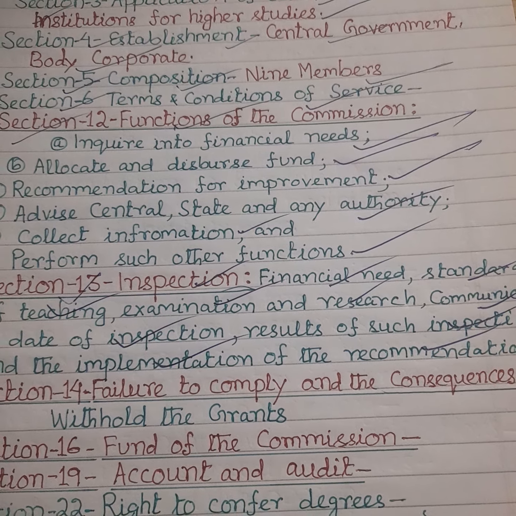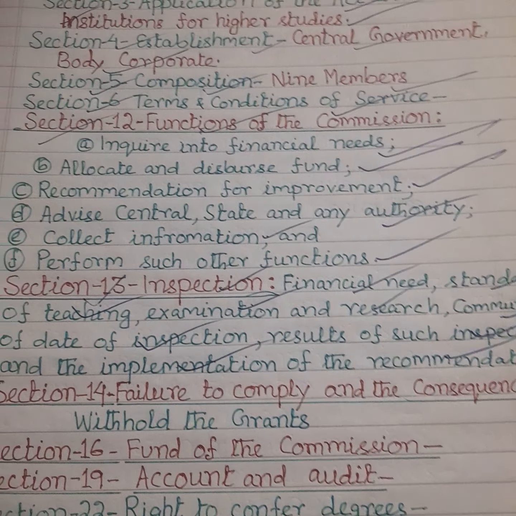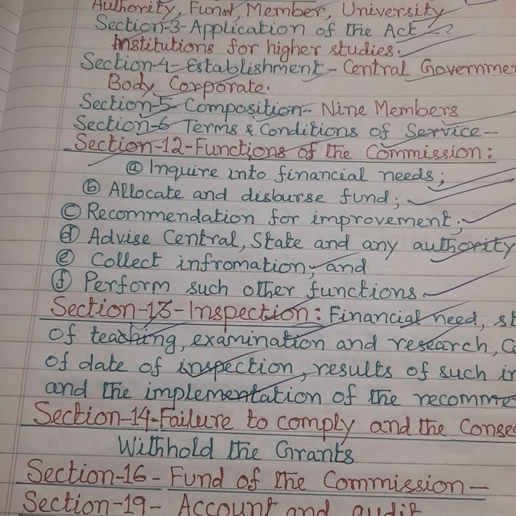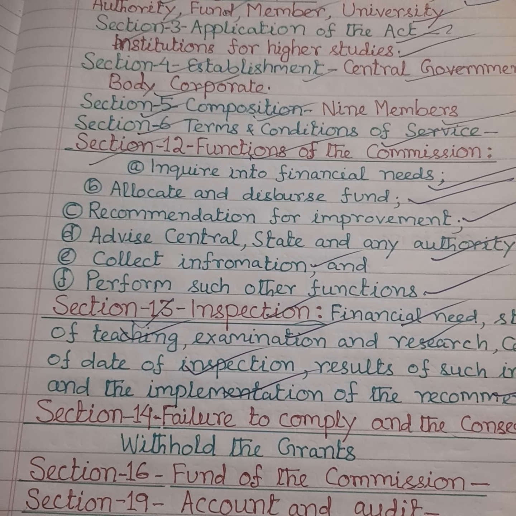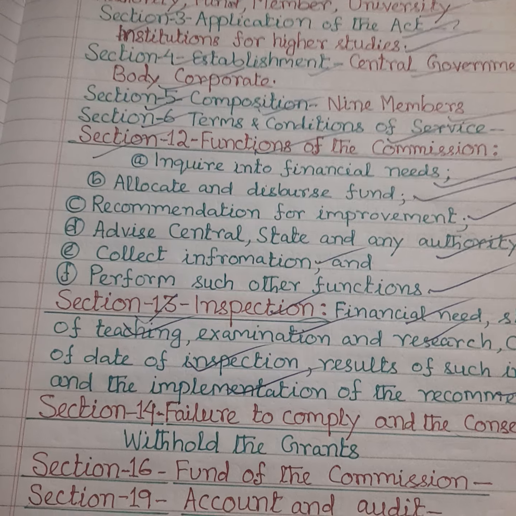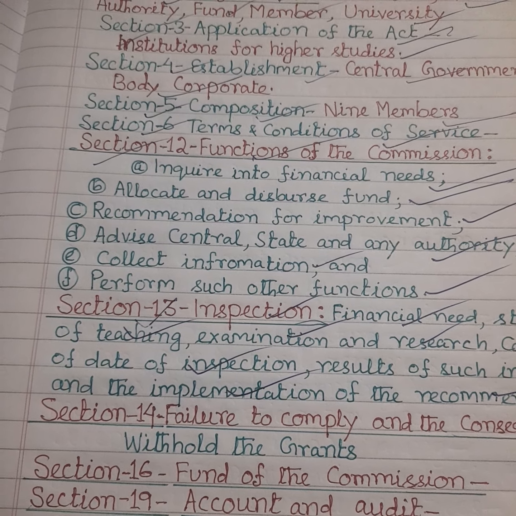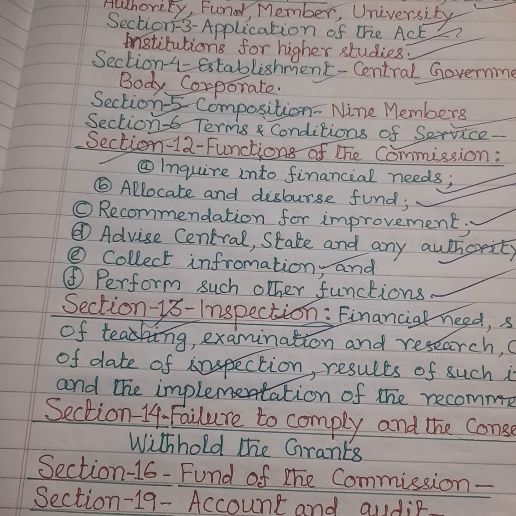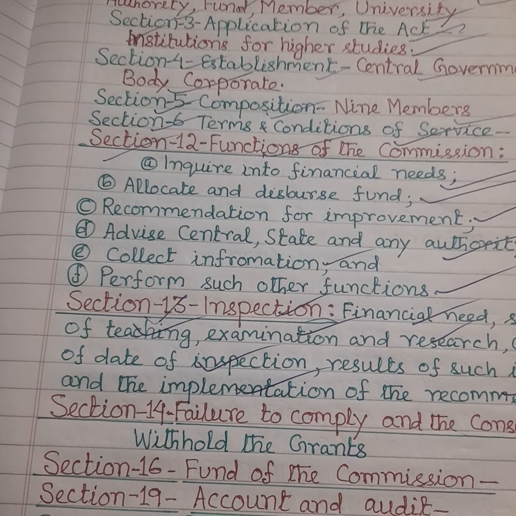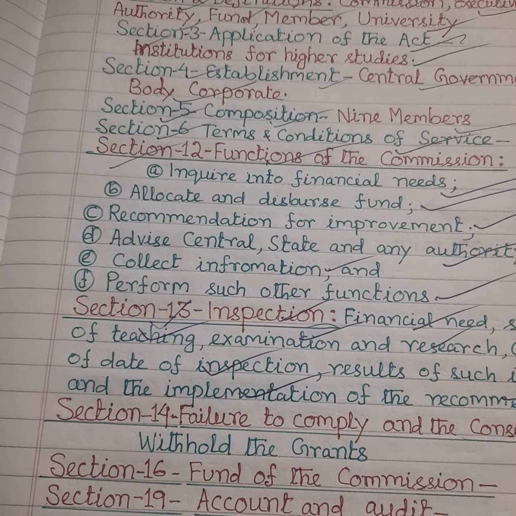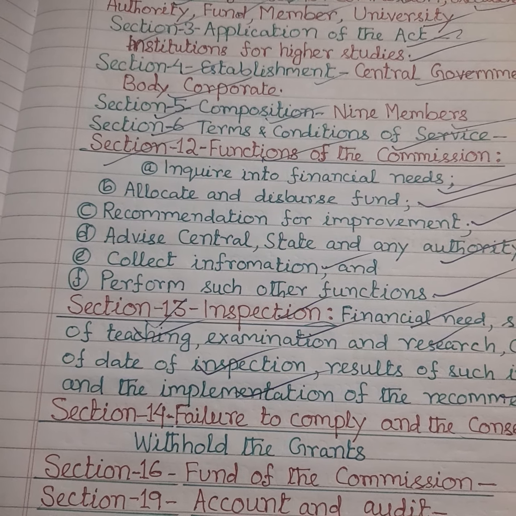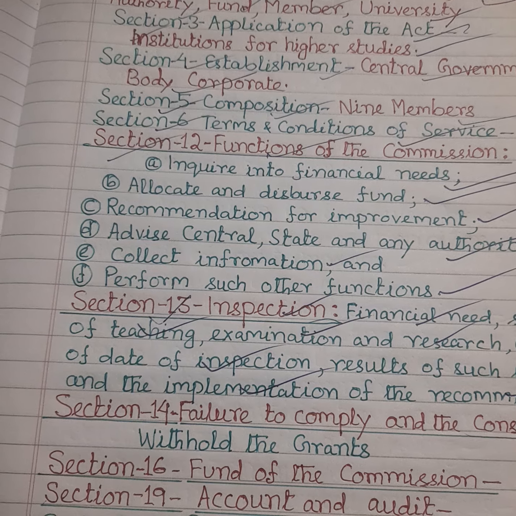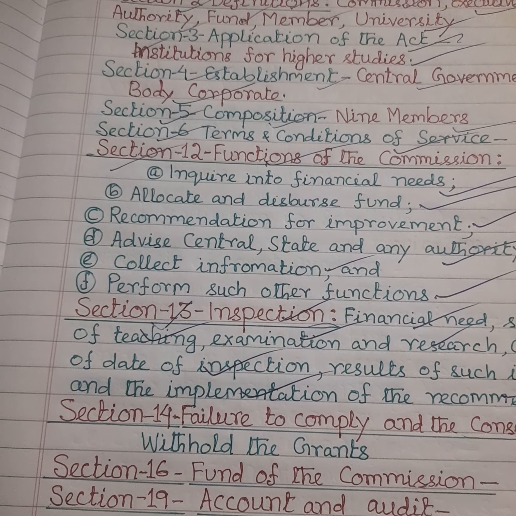As per the provisions of Section 13, for the purpose of ascertaining the financial needs of a university or its standards of teaching, examination, and research, the Commission may, after consultation with the university, cause an inspection of any department or departments thereof to be made in such manner as may be prescribed and by such person or persons as it may direct.